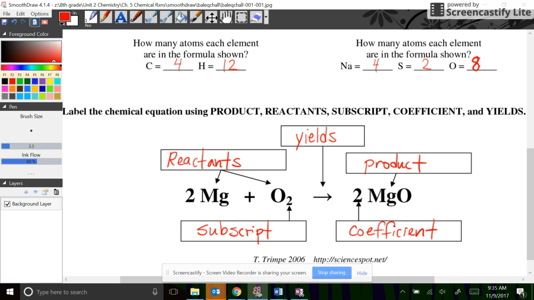Okay, so that's the end of this page, and we'll continue on with the next page where we start to go through some of these examples and try to balance some of the equations. And we'll learn how to balance the equations so we have the same number of atoms on both sides of this arrow.